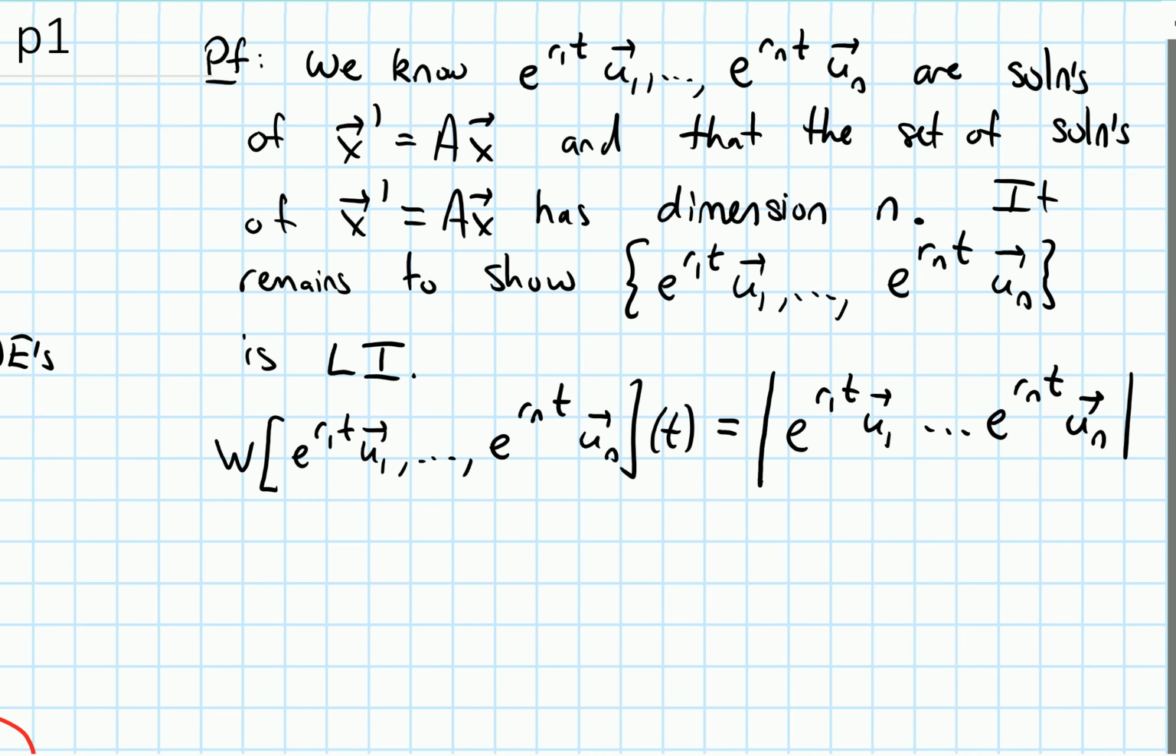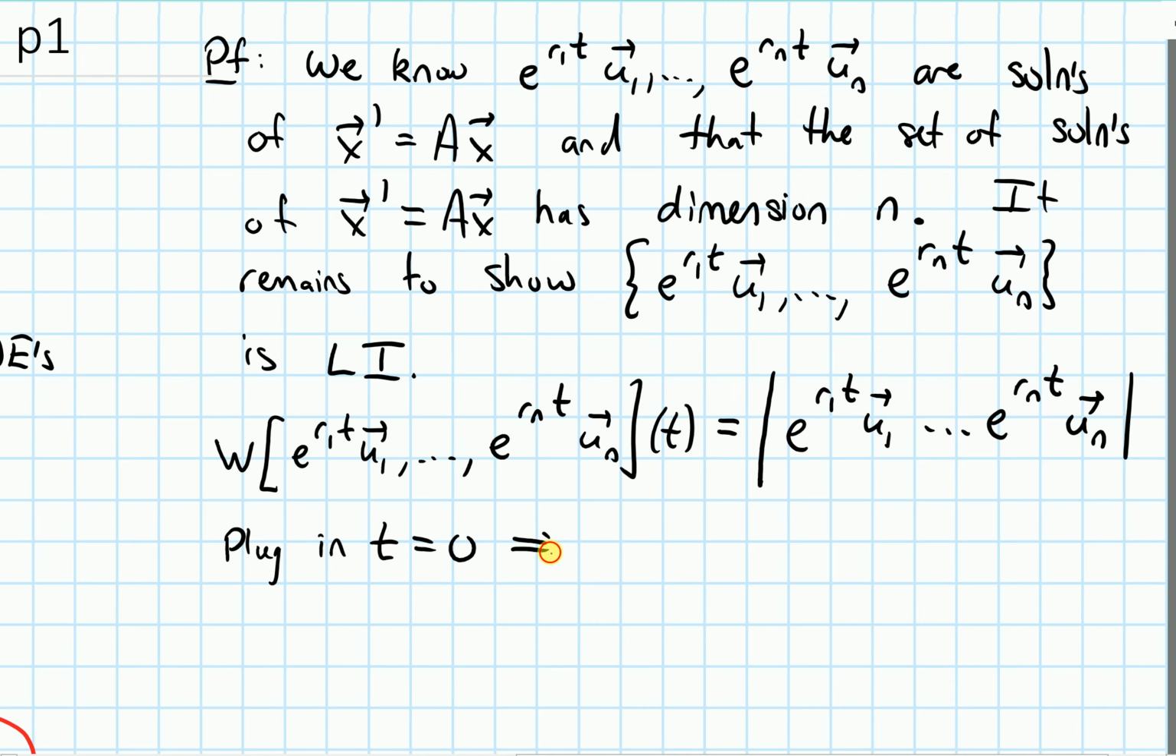Because these functions, e to the r1t u1, up to e to the rn t un, are solutions of our system of ODEs, this Wronskian is either always 0 or never 0. So let's plug in a specific value for t to figure out which. Let's plug in maybe the simplest thing that we can: t equals 0.